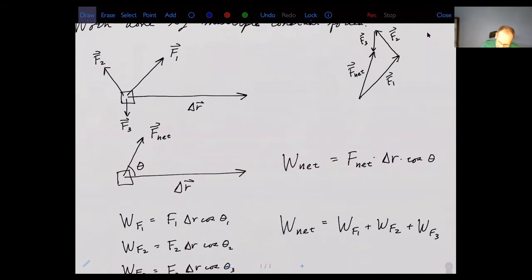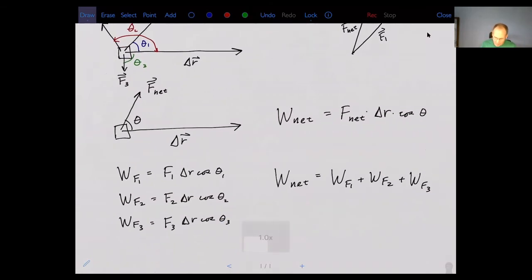So if we go back to this picture, this would be theta 1. This would be theta 2 from there to there. And then I'll do another color green. This will be theta 3. Okay, so you calculate each individual work, add them together, and that's going to be the net work done.